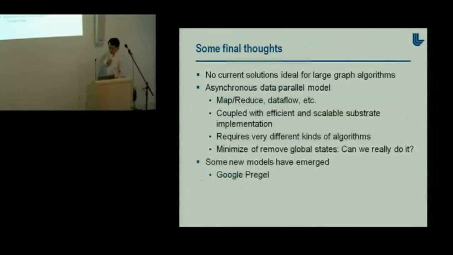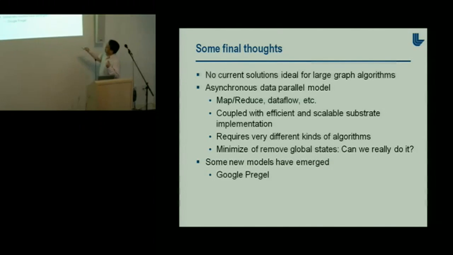Okay. So this is my final slide. I would like to share some of my thoughts. This is my personal opinion, so it's highly subjective, but eventually I believe that an asynchronous data parallel model, like MapReduce or Dataflow, is the ideal platform and programming model to run large graph algorithms. And it has to be coupled with a very efficient and scalable substrate implementation to support all the streaming and pipeline processes and whatnot. So again, this is a very important thing. Having said that, the asynchronous data parallel model is the future.